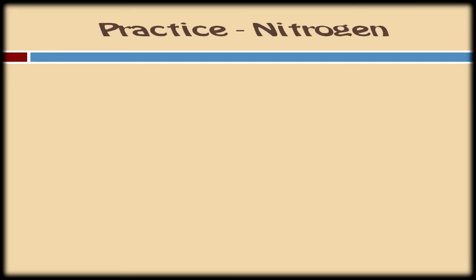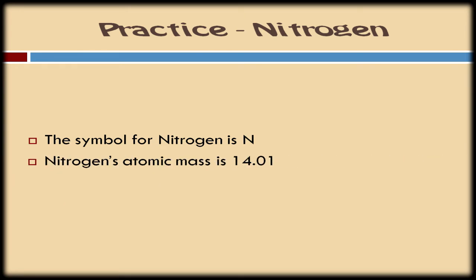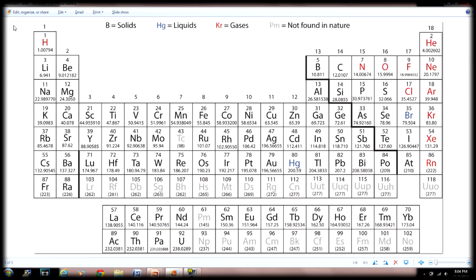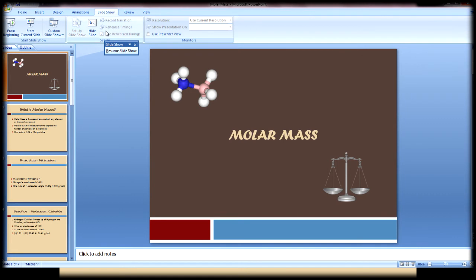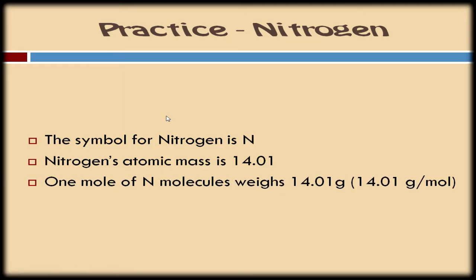So let's practice. Nitrogen. The symbol of nitrogen is N. Nitrogen's atomic mass is 14.01 according to the periodic table. Now, as you can see, nitrogen is right there. It has an atomic mass of 14.00674, rounded to 14.01. Now, 1 mole of nitrogen weighs 14.01 grams. So 14.01 grams per mole basically means that 1 mole of nitrogen weighs 14.01 grams.